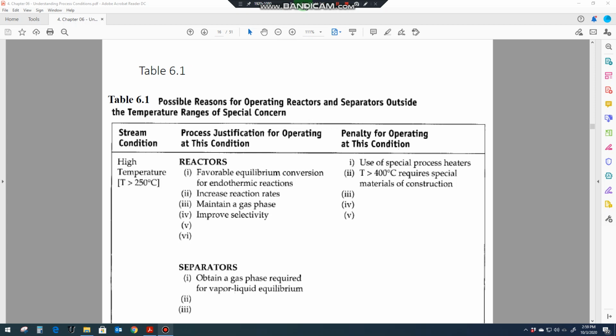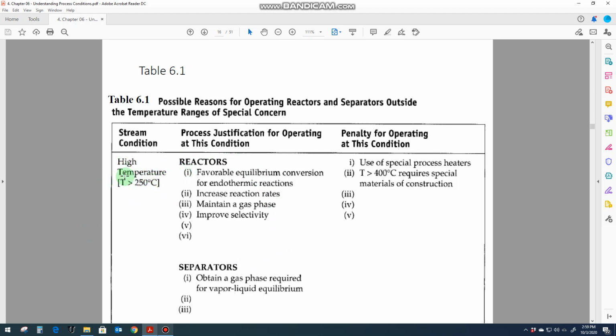Now today we will see some more conditions if we want to go beyond this acceptable temperature and pressure range, and we will see what could be the justifications and when we can actually cross those boundaries. Now let us see this one. Table 6.1, possible reasons for operating reactors and separators outside the temperature ranges of special concern. So we will see what could be the justifications when we can go beyond this temperature.